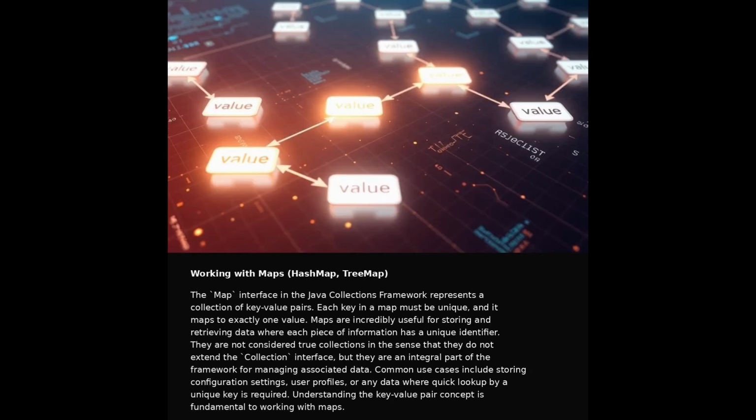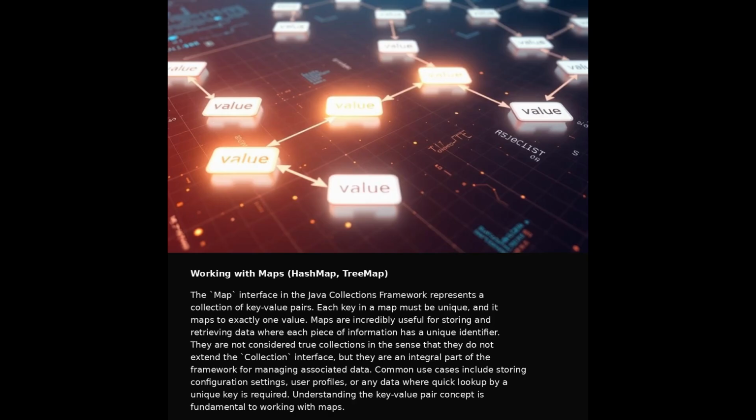Working with maps, hash map, tree map. The map interface in the Java Collections framework represents a collection of key-value pairs. Each key in a map must be unique, and it maps to exactly one value. Maps are incredibly useful for storing and retrieving data, where each piece of information has a unique identifier.